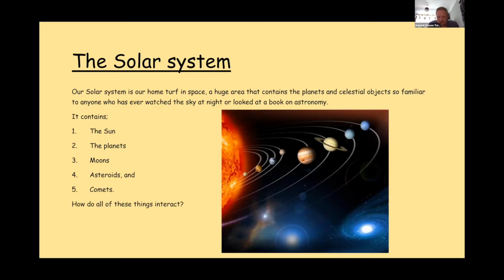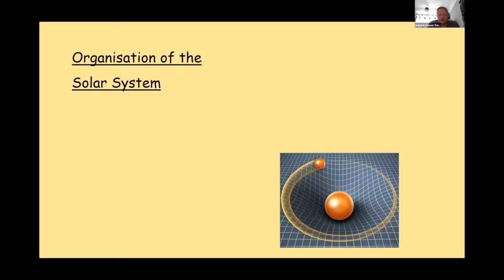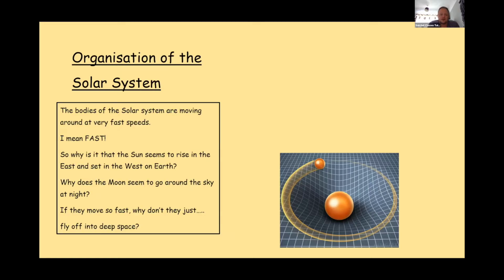So how do all these things interact? I've already mentioned something to do with this. The bodies of the solar system are moving around at very fast speeds, and I do mean very fast. So why is it that the sun seems to rise in the east and set in the west on Earth? Why does the moon seem to go around the sky at night? If they move so fast, why don't they just fly off into deep space? The answer is gravity.